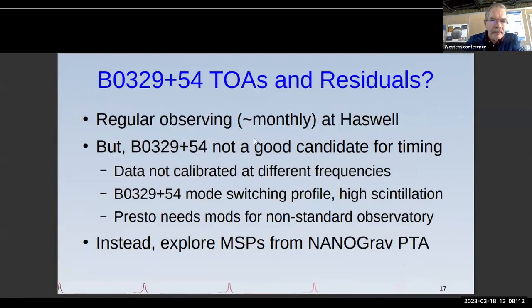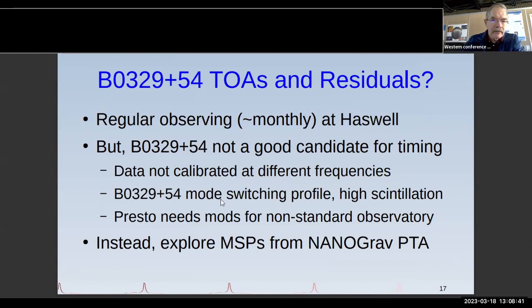So I thought about it, because we do frequently observe this. We keep the data. We've got quite a few collections on it. But this particular pulsar is not a good candidate for timing. First of all, on our end, and we were talking about calibration yesterday, we have not done a good job of calibrating at the different frequencies. We're in the process of determining our system temperature now at 1420. But in order to do timing, you have to have calibrated data.